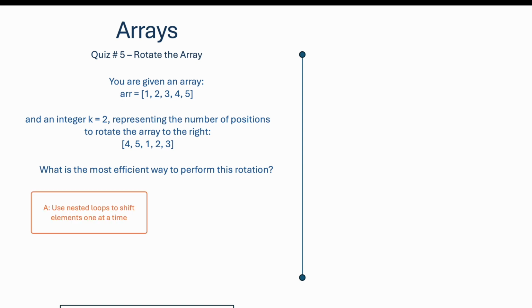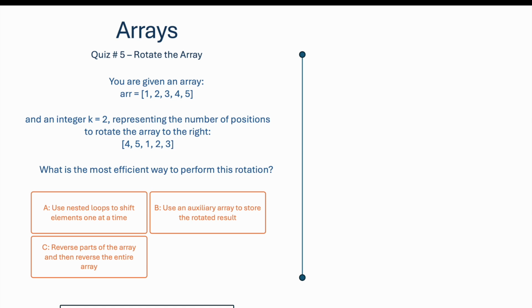A. Use nested loops to shift elements one at a time. B. Use an auxiliary array to store the rotated result. C. Reverse parts of the array and then reverse the entire array. Or D. Append the array to itself and extract the rotated segment. So let's wait for 10 seconds for you to think.